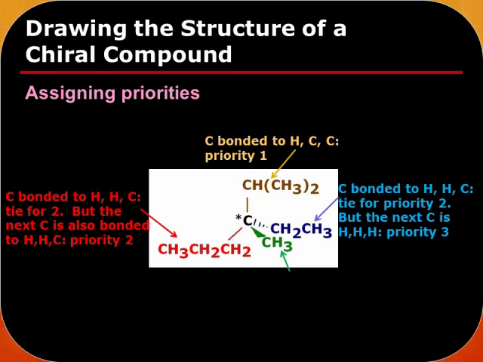Now finally the lowest or the last priority, that is number 4. This carbon is bonded to all 3 hydrogens. There are no carbons, so the priority 4. This is how you have to select the priority numbers while drawing the chiral compound. Okay, children?